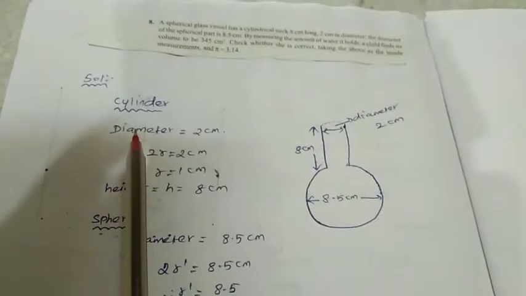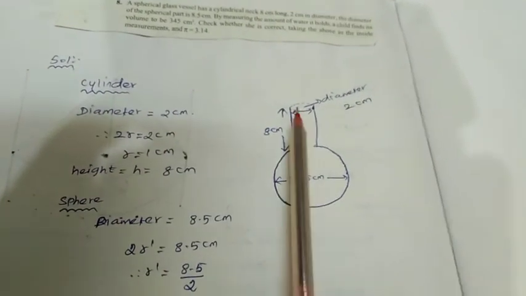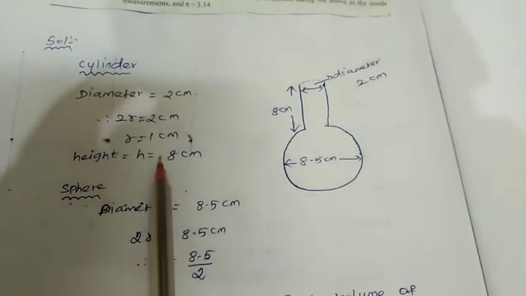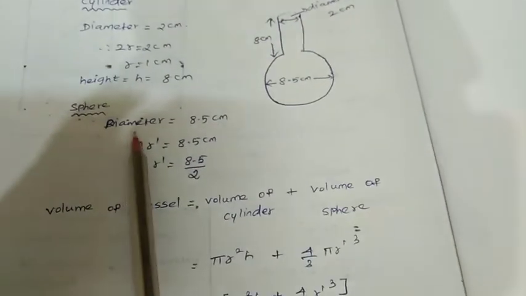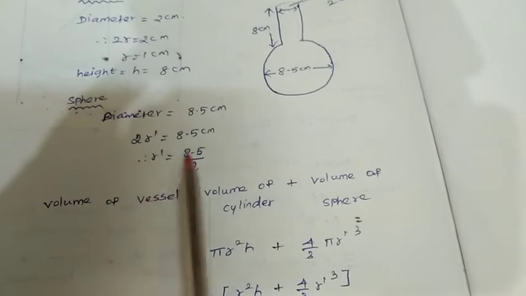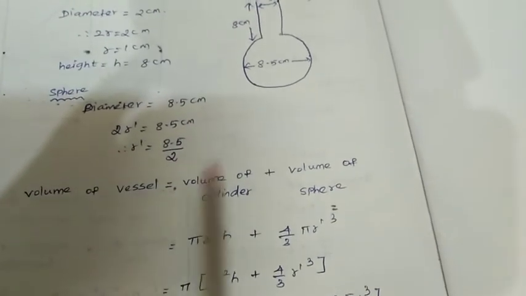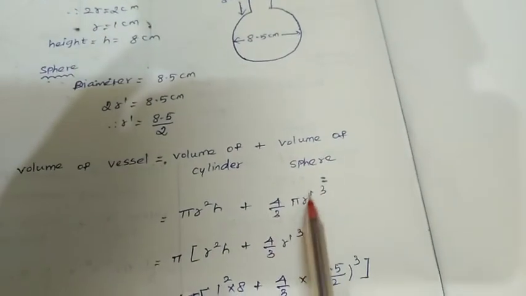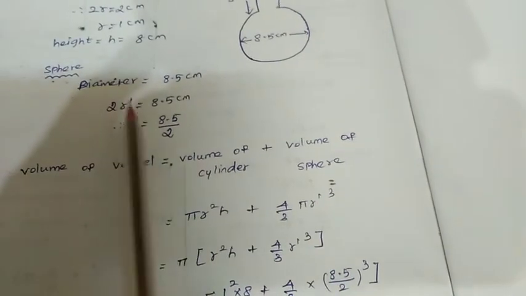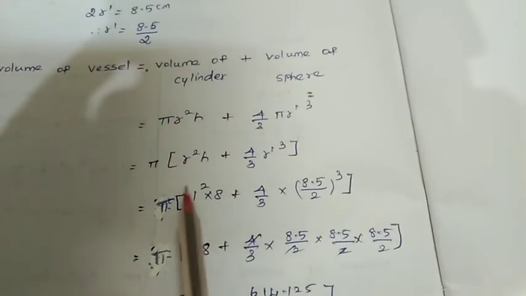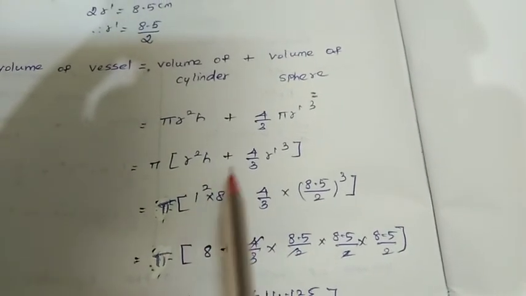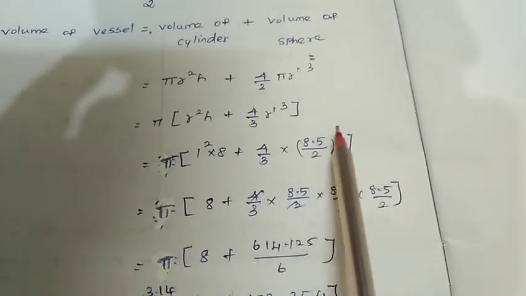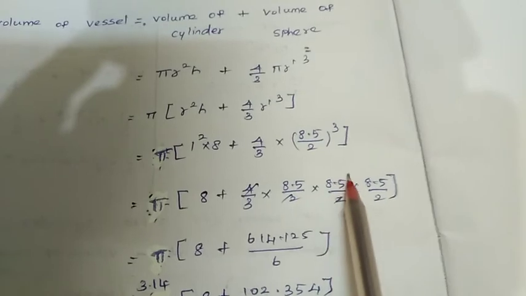So given diameter of cylinder 2 centimeter, so 2r equal to 2 centimeter, r equal to 2 by 2, 1 centimeter, height 8 centimeter. Sphere diameter 8.5 centimeter, so that is r dash equal to 8.5 by 2. Now volume of vessel equal to volume of cylinder plus volume of sphere. So pi r square h plus 4 by 3 pi r dash cube, since we need to distinguish the radii, that's why r dash. So pi common, take it outside. So r value 1, here r dash value 8.5 divided by 2, h value 8. So substitute here 8.5 divided by 2 power 3, so 8.5 by 2 into 8.5 by 2 into 8.5 by 2.